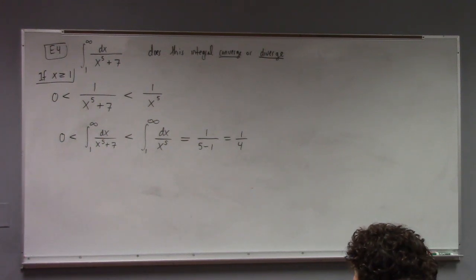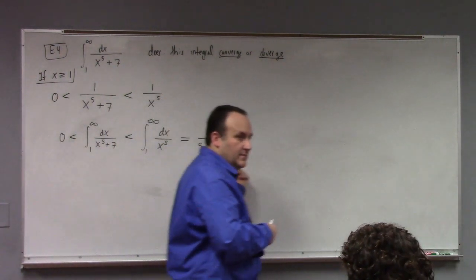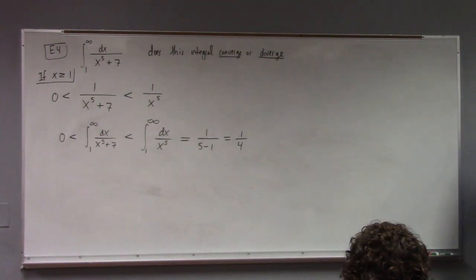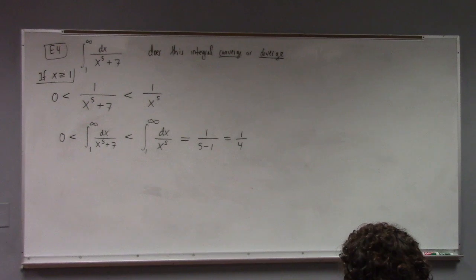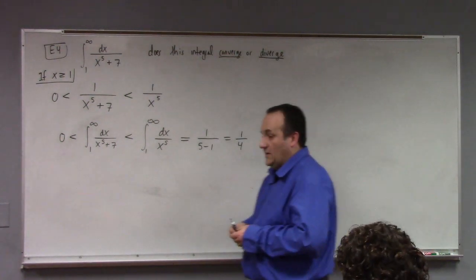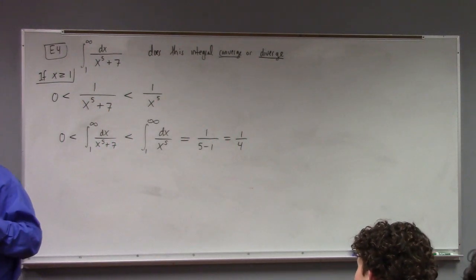Does this make sense? Yep. I'm confused how you're evaluating the integral of 1 over x to the 5. I'm using the theorem. We just worked out that the integral from 1 to infinity of 1 over x to the p is equal to 1 over p minus 1 in the case that p is greater than 1. Well, we're in the p equals 5 case, so 1 over 5 minus 1 is 1 over 4. It's just that. Now, if you don't remember the theorem, you can work it back out again.